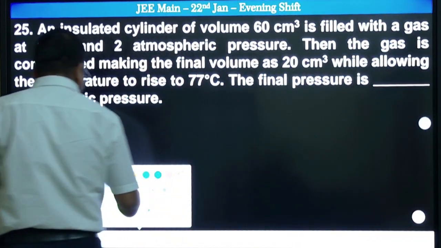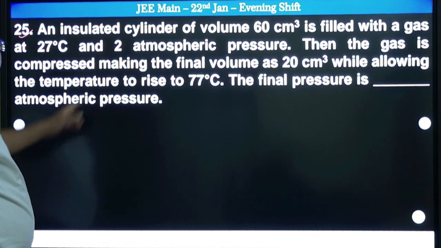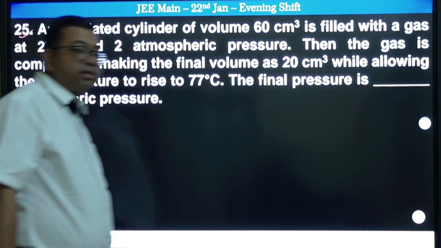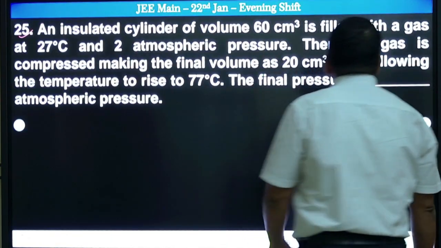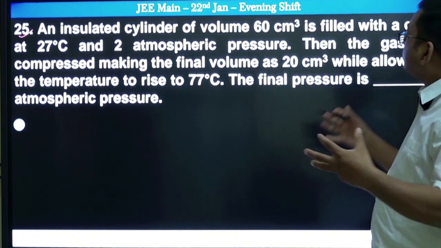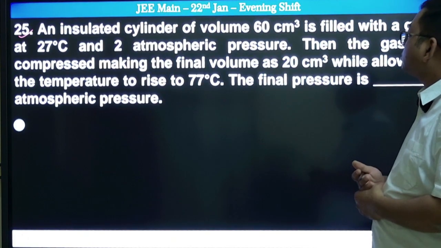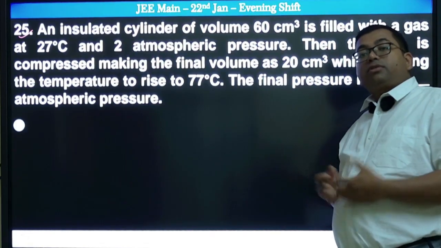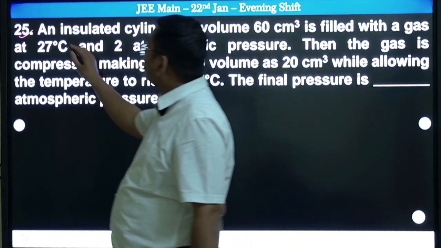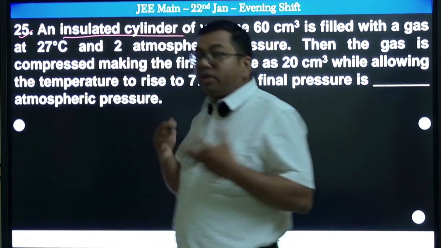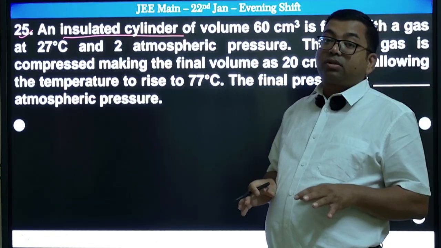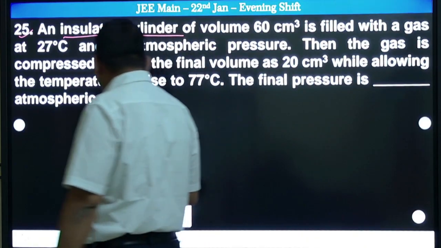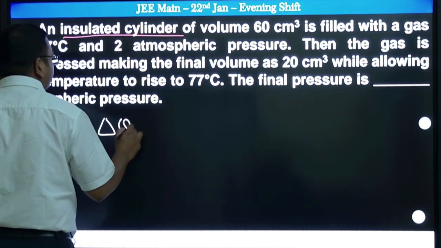Question number 25 and the last question. An insulated cylinder of volume this is filled with gas at 27 degrees Celsius and pressure is given. Then the gas is compressed, making the final volume as this, while allowing the temperature to rise. The final pressure is? So what type of process do you have to consider? You have to take this word insulated. Insulated means heat cannot change. That means delta Q is 0, that means it is an adiabatic process, right? Insulated means delta Q is equal to 0.